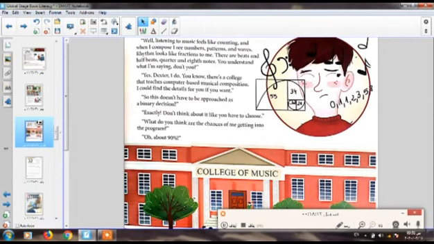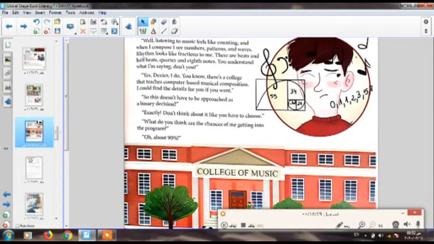Yes, Dexter, I do. You know, there is a college that teaches computer-based musical composition. I could find the details for you if you want. So this doesn't have to be approached as a binary decision? Exactly. Don't think about it like you have to choose. What do you think are the chances of me getting into that program? Oh, about 90%.